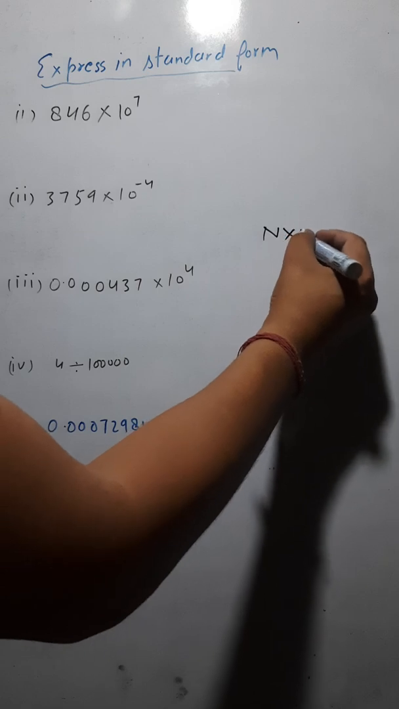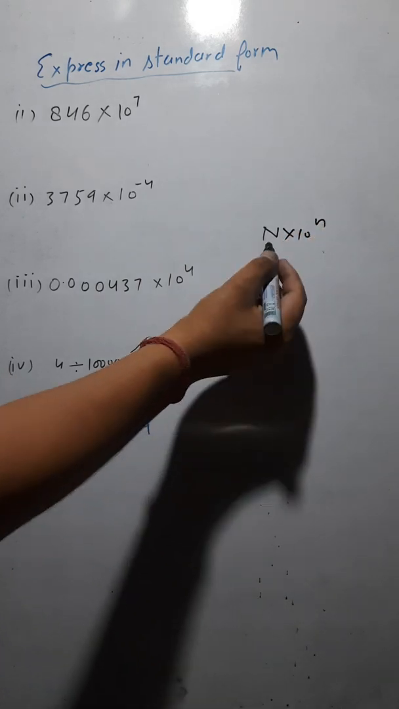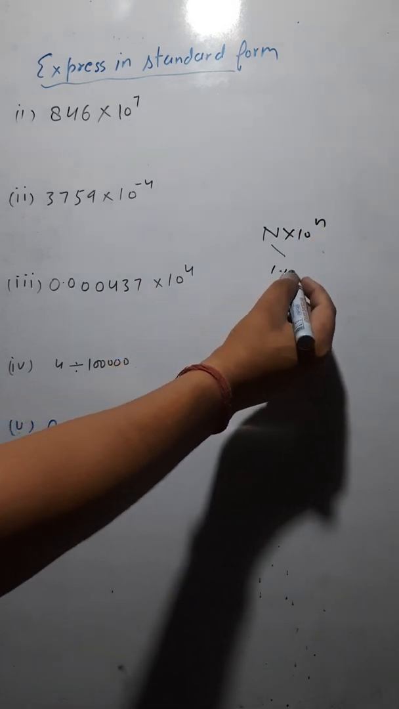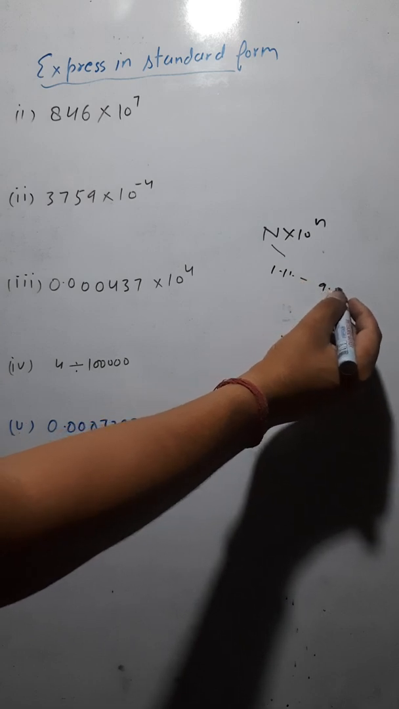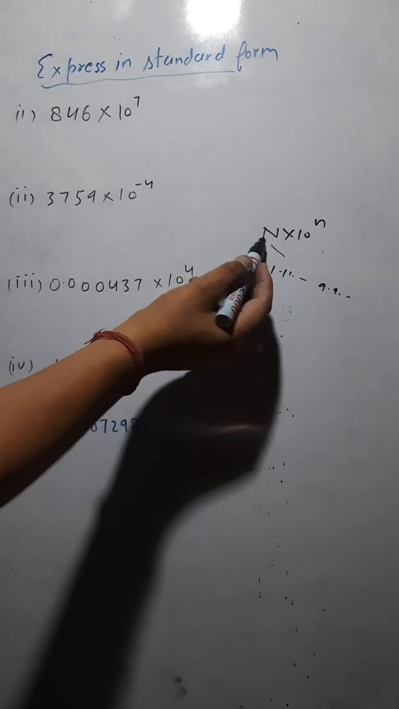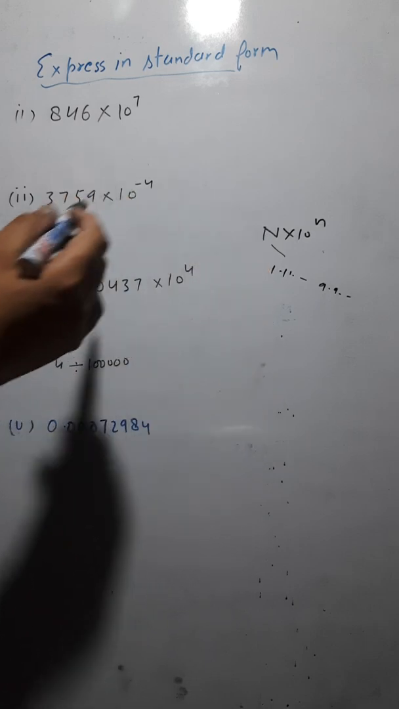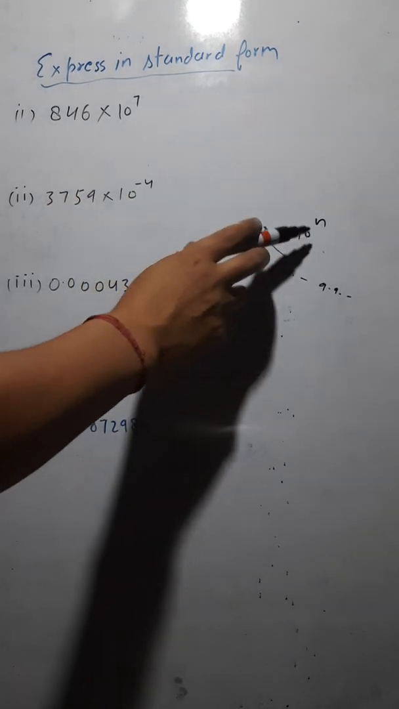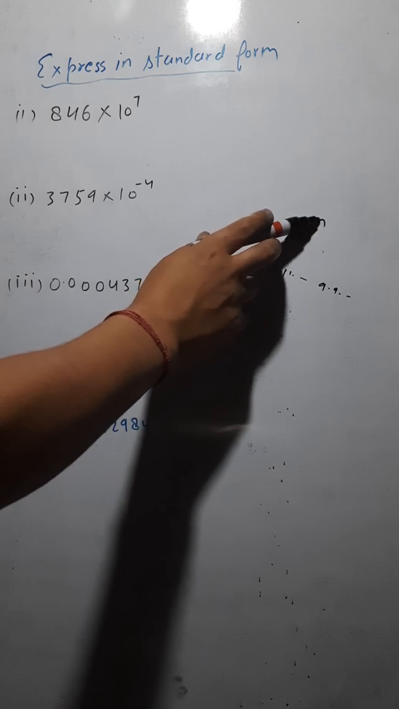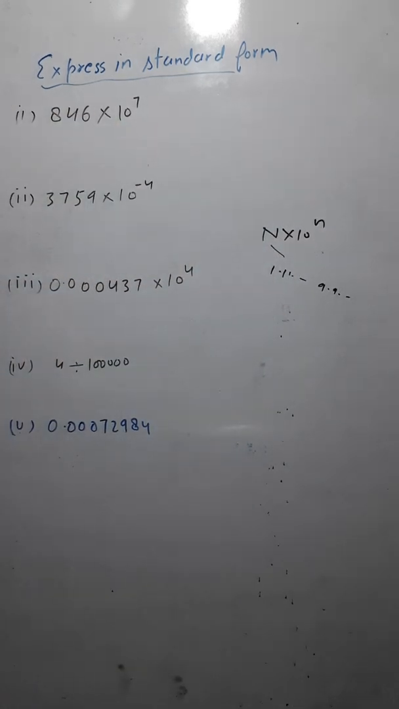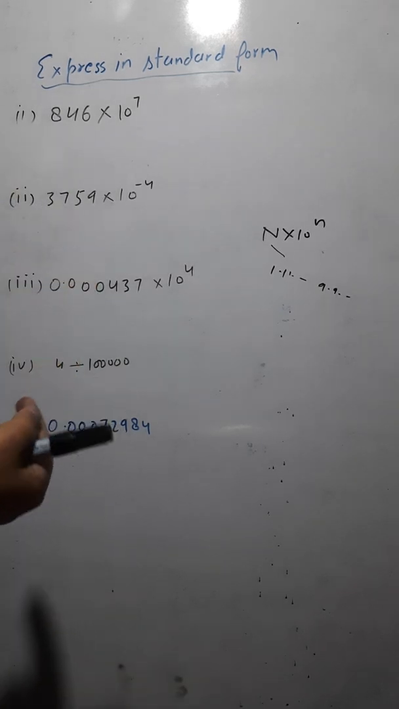the form of n multiplied by 10 raised to the power n, where this first n ranges from 1.1 something to 9.99 etc. It cannot take a value more than 9 and it cannot take a value less than 1. And this other n represents an integer, which can be positive, negative and 0 also. Okay, so let's say you are to express this 847 in standard form.